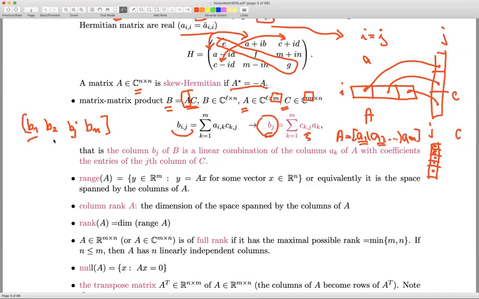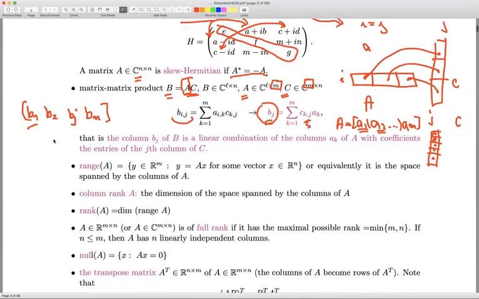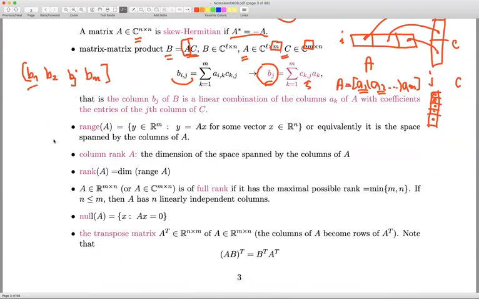What is the range of a matrix? The range of a matrix is the set of all y such that y is equal to Ax for some vector x in Rn, provided that we consider a matrix with real entries. So what does that mean? When the vector x marches within Rn, then we look at the image Ax, and then the set of all these vectors is called the range of A.